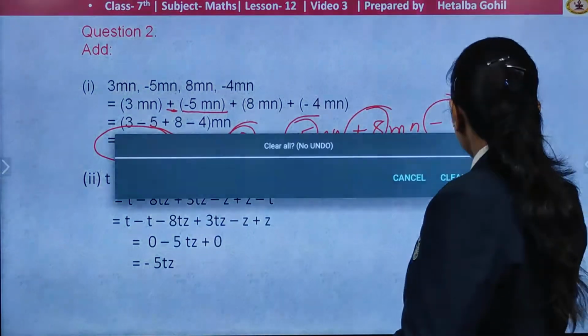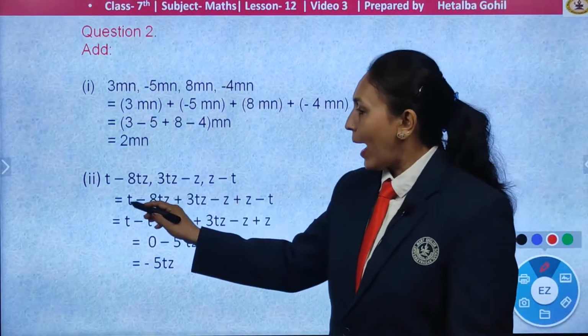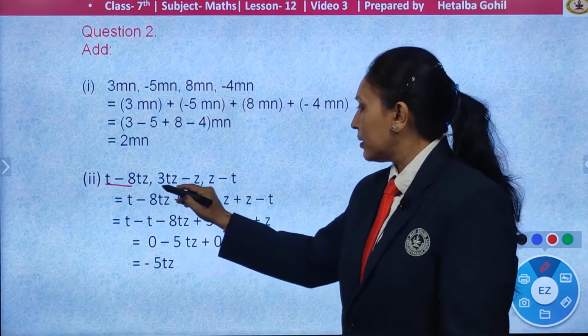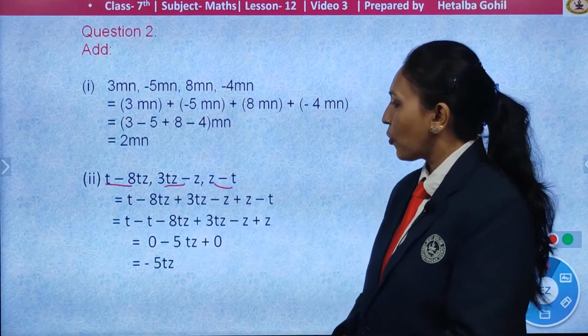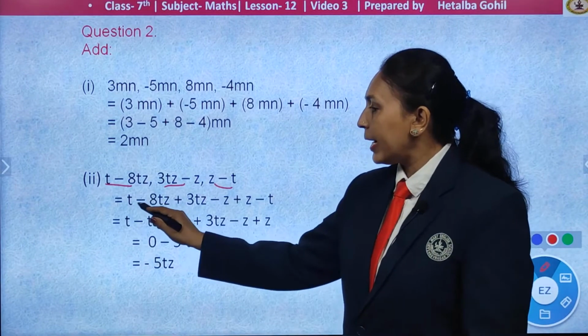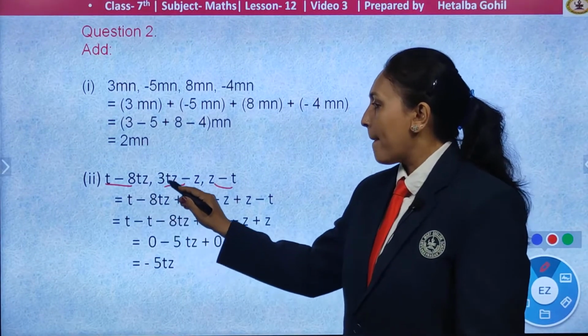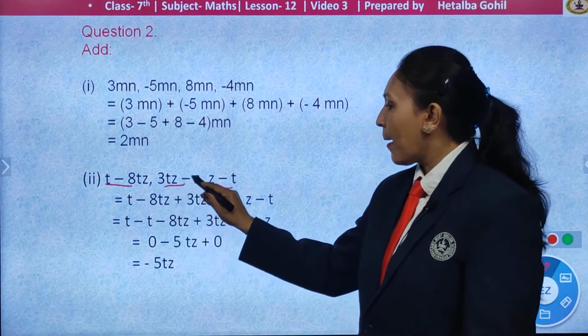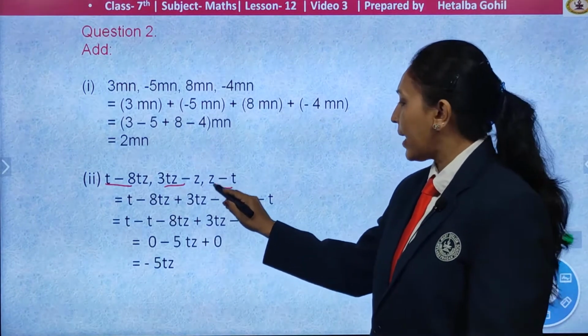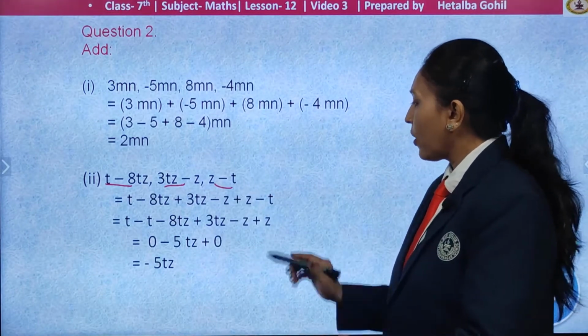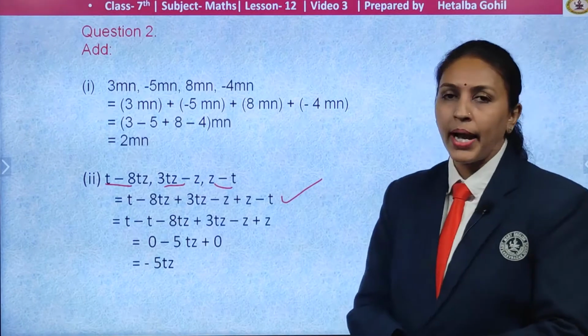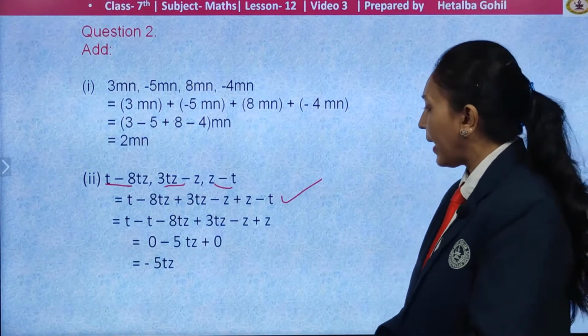Next one here. You have to add. So all the binomials are given. So let us join them with the addition sign. t minus 8tz plus 3tz minus z plus z minus t. Okay, you can see I have combined all the terms here with addition.